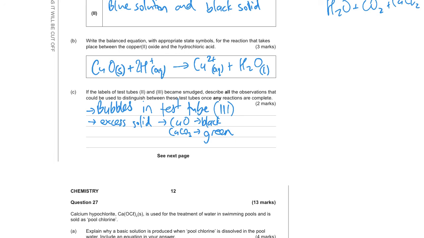But really those would be the two things, where you're going to see bubbles of the CO2, and you're going to be able to see the excess solid as the different colors. All right, those would be the two main ones. And so that is how you answer question 26 from the 2019 exam.